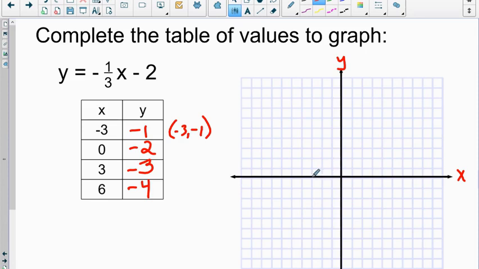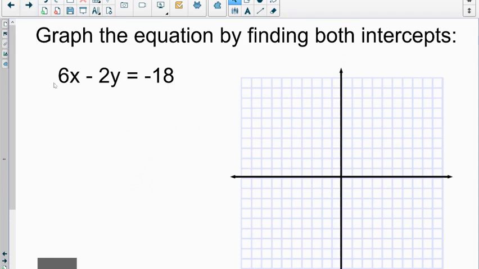So negative 3, negative 1. We have 0, negative 2. We have positive 3, negative 3. And when x is 6, y is negative 4. So we see all 4 of those line up quite nicely. We draw a straight line. I'm going to cheat and use a straight line drawer with arrows at the end. And go through the points, and that's it. So use the table feature in the calculator to complete your table of values, and then plot each point to draw your line.